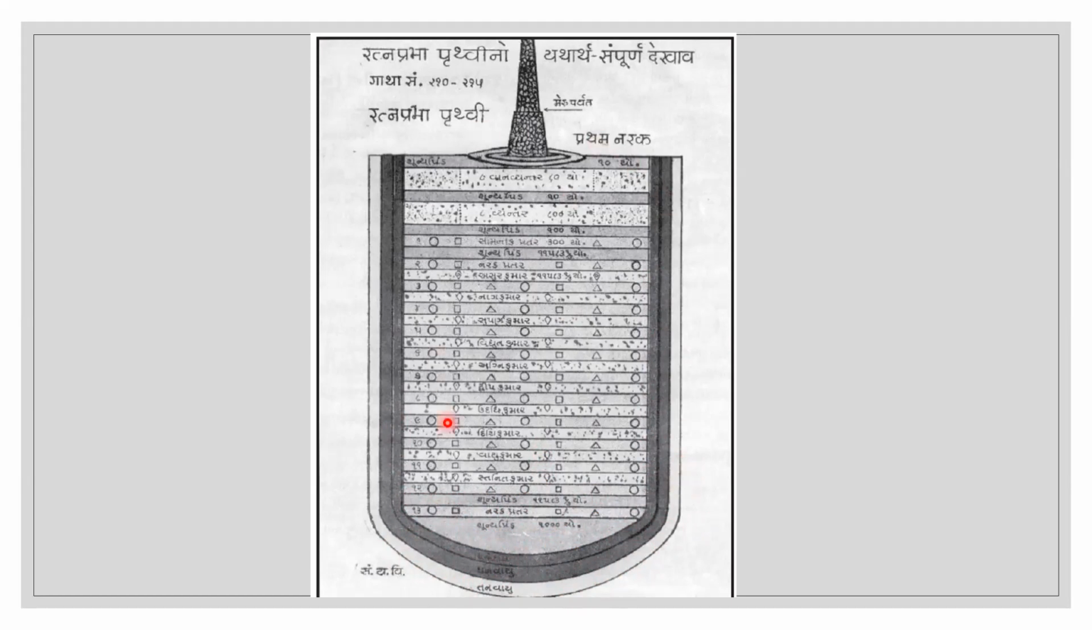So this is the cross section of just the first Narak, that is Ratnaprabha Bhumi. So in Ratnaprabha Bhumi, you have got a total of 13 different sections where the Jeeves of Narki live.